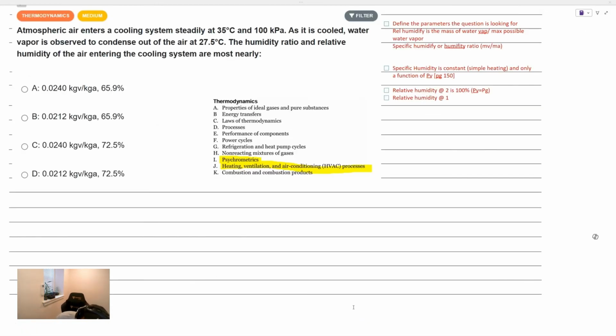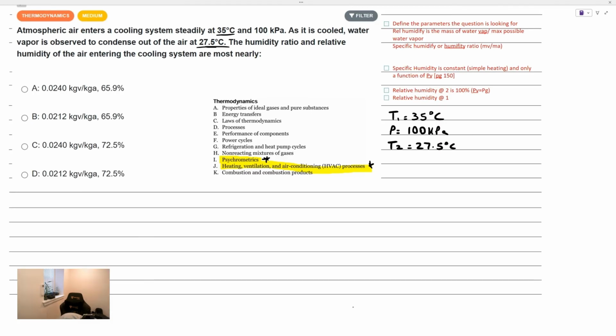In this problem, we're really focused on psychrometrics, which is just a fancy way of saying the study of air, water, vapor mixtures, and we have an HVAC process that we're going to be looking at. So we have atmospheric air that's entering a cooling system at 35 degrees Celsius. Let's call that state point 1, 35 degrees Celsius, and a pressure equal to 100 kilopascals. Now, as it's cooled, water vapor is observed to condense out of the air at 27.5 degrees Celsius.